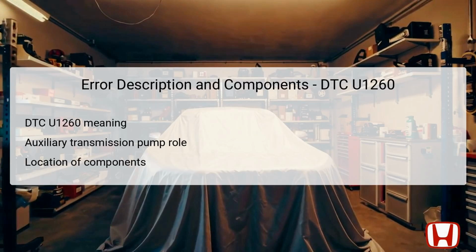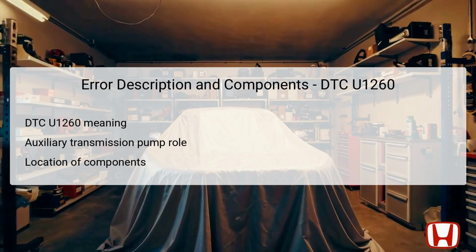DTC U1260 indicates a lost communication error with the auxiliary transmission fluid pump, a critical component of the Honda CR-V's continuously variable transmission system. This pump is responsible for circulating transmission fluid and maintaining adequate pressure within the system, ensuring smooth operation of the vehicle. The pump operates under the guidance of the Transmission Control Module, TCM, which communicates through electrical signals. The TCM itself resides within the vehicle's engine compartment, often near the battery, while the auxiliary transmission fluid pump is typically located on the transmission housing.